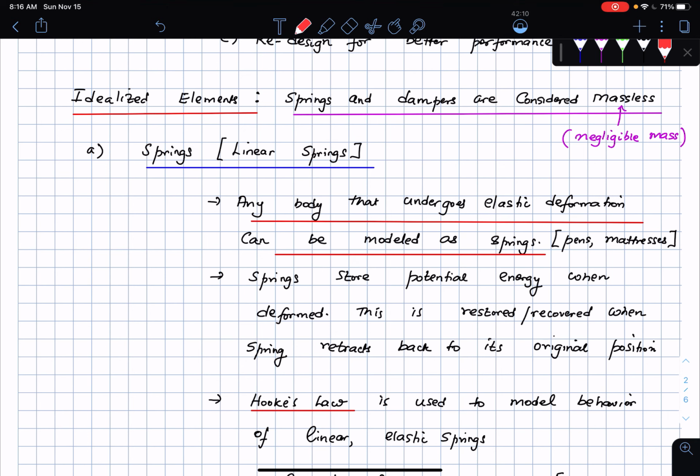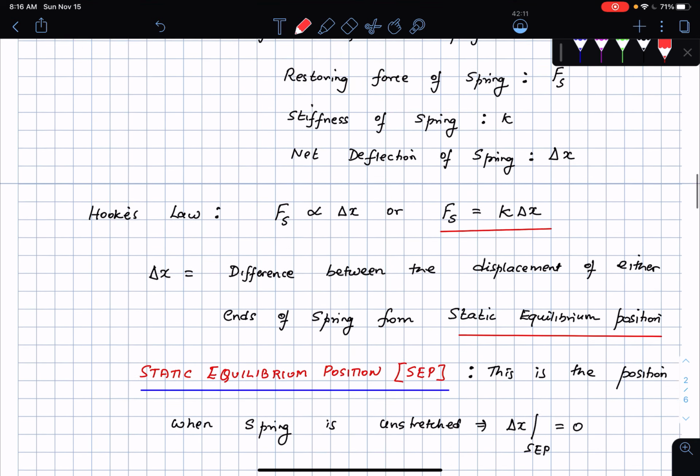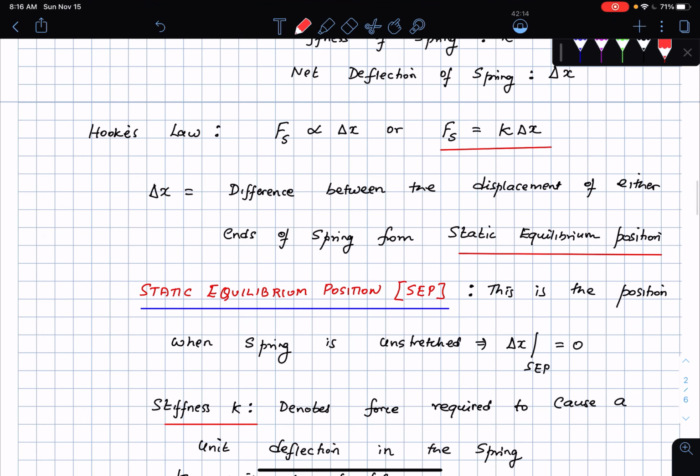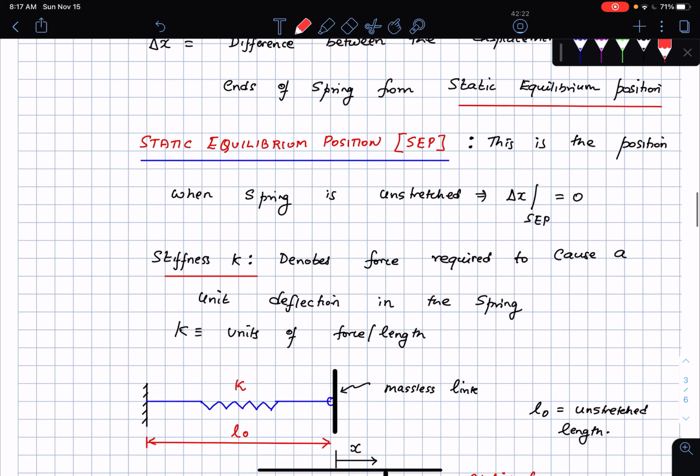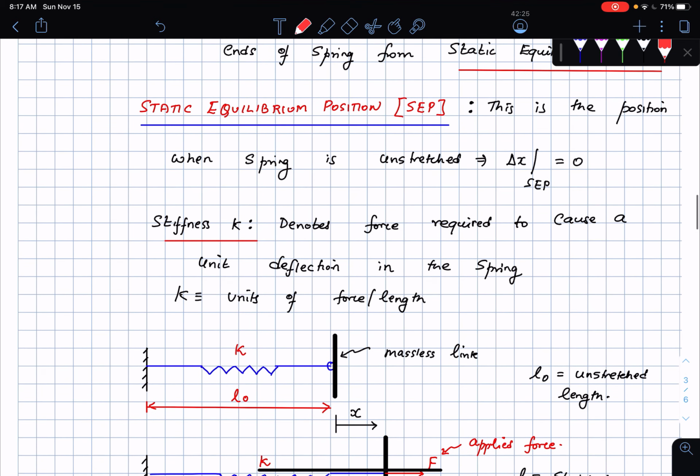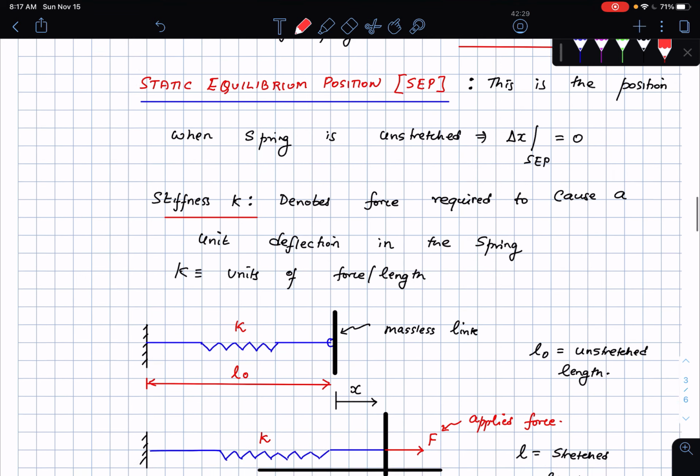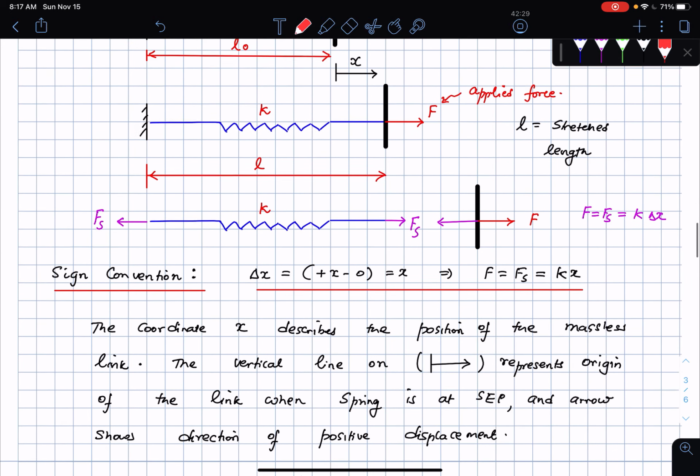Then you have springs, which typically follow Hooke's law. According to Hooke's law, spring force is proportional to the net deflection of the spring. The net deflection of the spring is the difference between the displacement of the two ends of the spring. We define what is called a static equilibrium position. This is the position when the spring is completely unstretched. And then we showed these figures and so on.